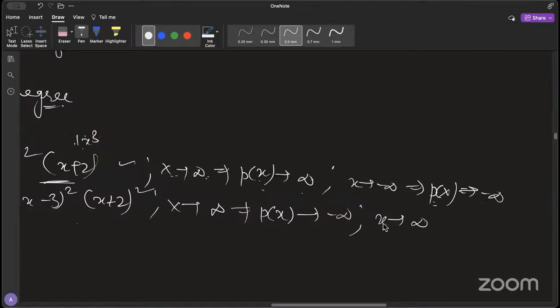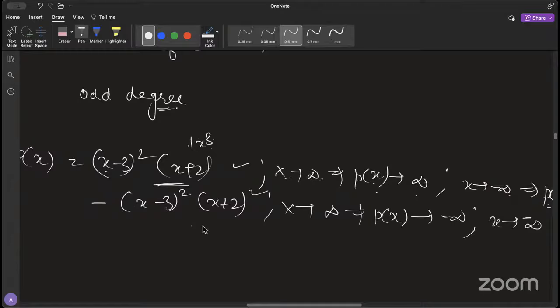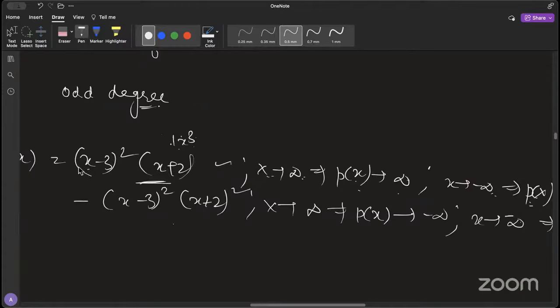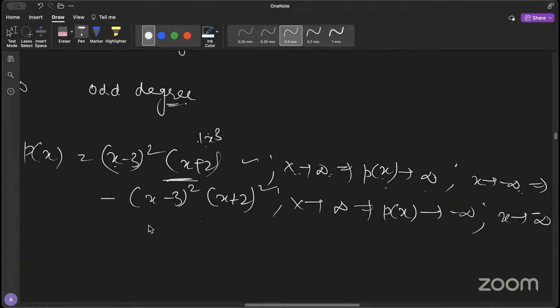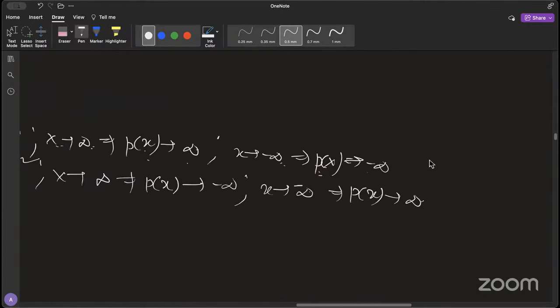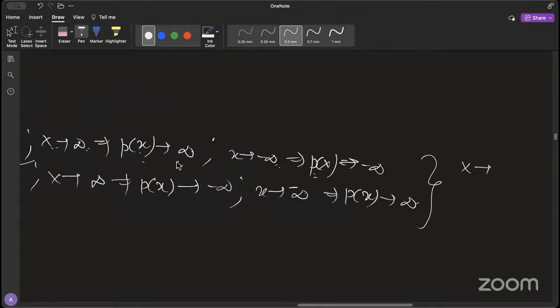When x tends to minus infinity, this thing was going to infinity, that means this should go to minus infinity. When x moves to minus infinity, this moves to minus infinity, which means this thing should move to infinity, right? So no matter what you're taking, in both these cases, p(x) is moving to opposite polarities, right? If this is positive, then this will be negative. If this is negative, this will be positive. Is that okay? Okay.